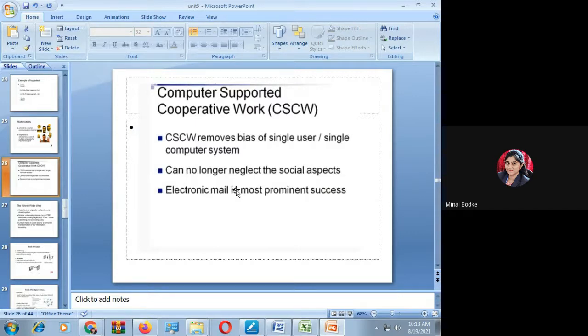Next you have computer supported cooperative work. In this, a single user, single computer. Electronic mail is the most prominent success. Here, through CSCW, the mail system was developed more interactively. Just remember the concept of the mailing system here.